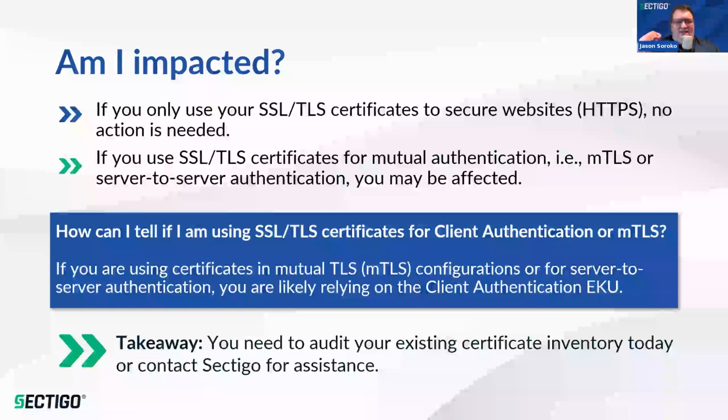But this really means that you need to be auditing your existing certificate inventory today. Please contact your CAs. Please talk to Sectigo. We'd love to hear from you. You don't have to wait till September 15, when we start turning off the lights for those certificates. Start talking to us now.